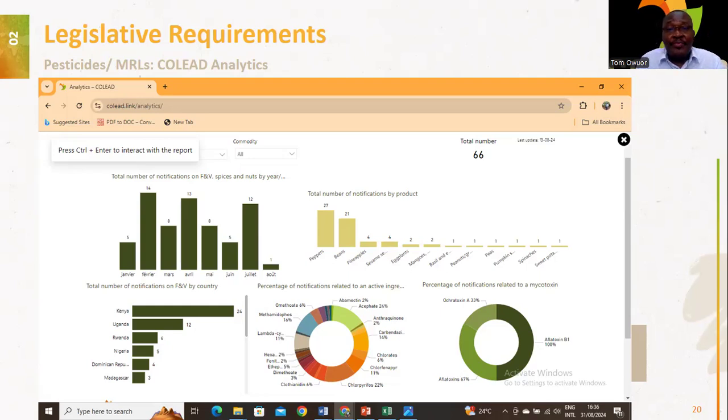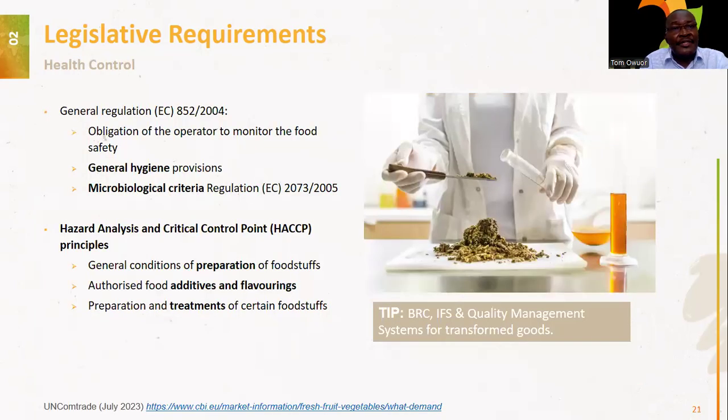So all of us who are preparing to get into these various market destinations must ensure that we comply with the MRL exceedance levels so that we do not suffer the notifications that were suffered in 2023 by Kenya at 24, Uganda at 12, Rwanda at 6, Nigeria at 5. Remember, Nigeria doesn't export much in terms of fresh fruits and vegetables. And of course, Dominican Republic and Madagascar at 3, giving a total of 66 notifications that were given to the ACP countries. Not very good at all for any business.